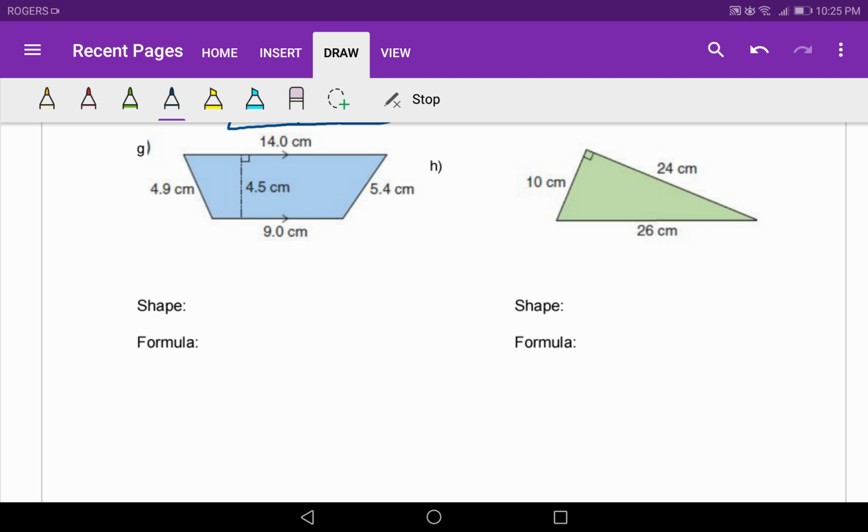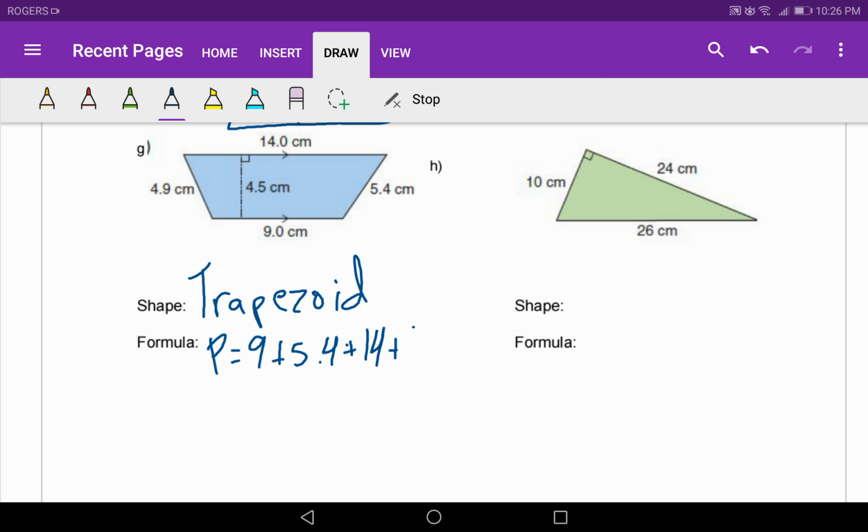All right, so this shape is a trapezoid. Formula, I'm not even going to look up at the formula sheet. I already know that I need to add up all the sides, so I'm just going to add them all up. It's 9 plus 5.4 plus 14 plus 4.9.